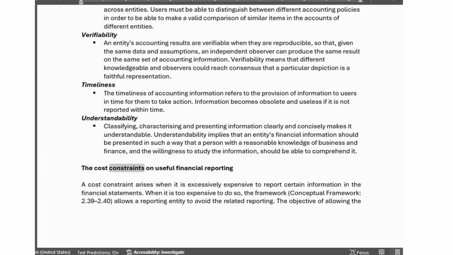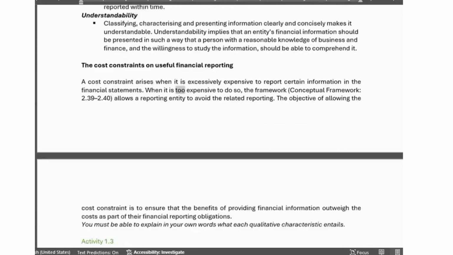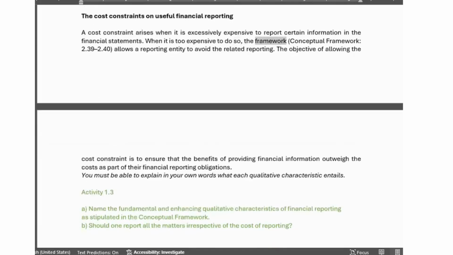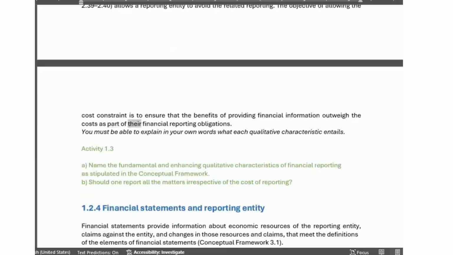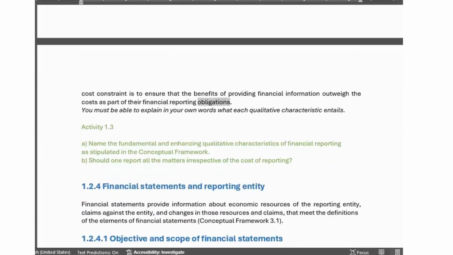The cost constraints on useful financial reporting. A cost constraint arises when it is excessively expensive to report certain information in the financial statements. When it is too expensive to do so, the Conceptual Framework, 2.39 to 2.40, allows a reporting entity to avoid the related reporting. The objective of allowing the cost constraint is to ensure that the benefits of providing financial information outweigh the costs as part of their financial reporting obligations.